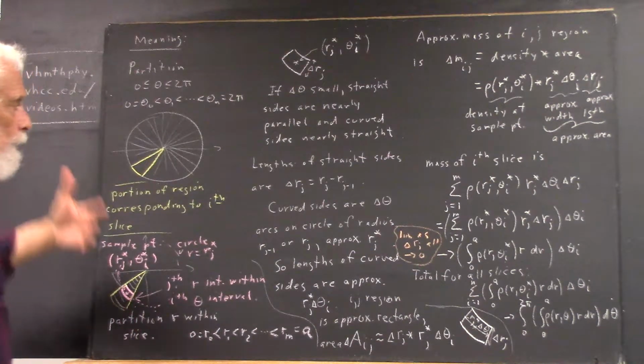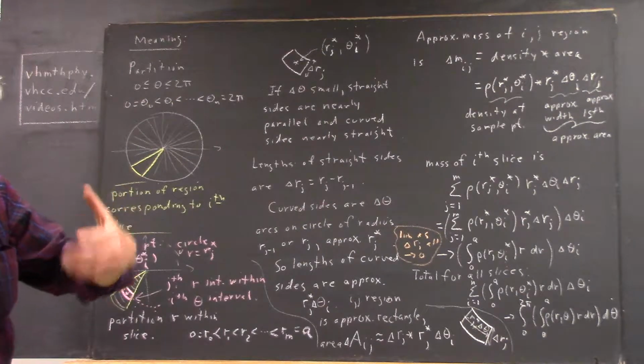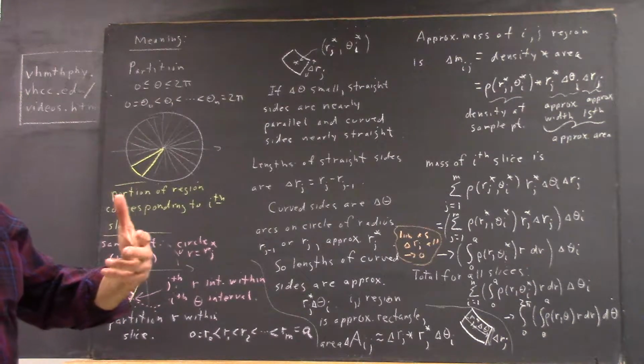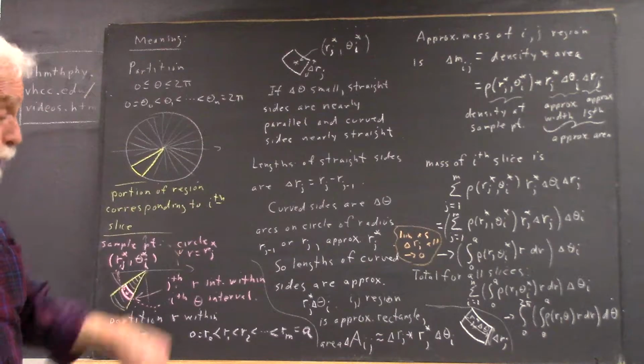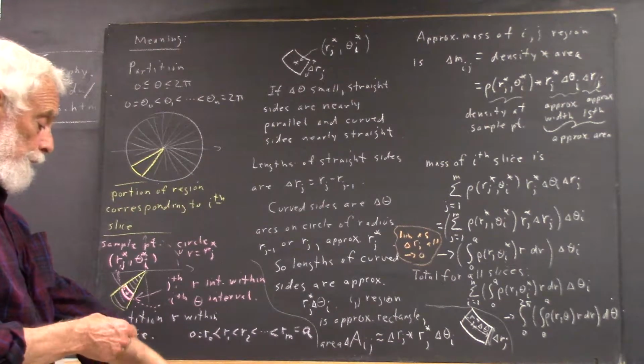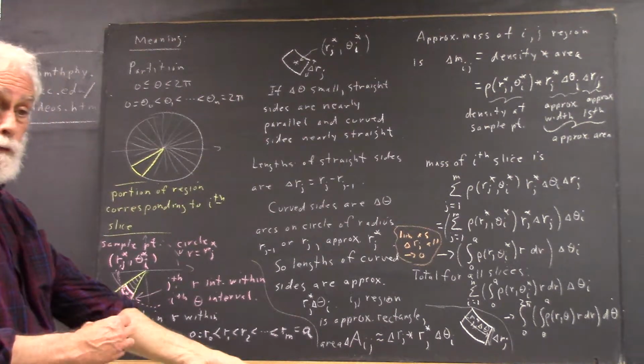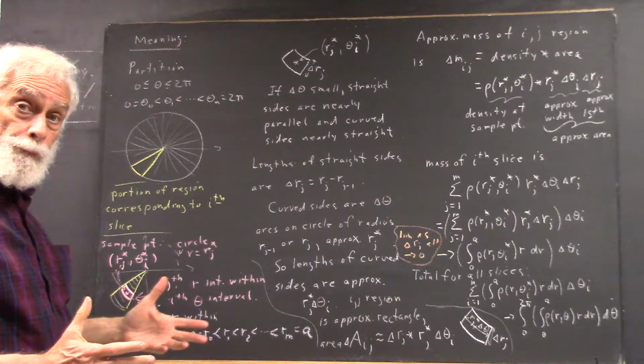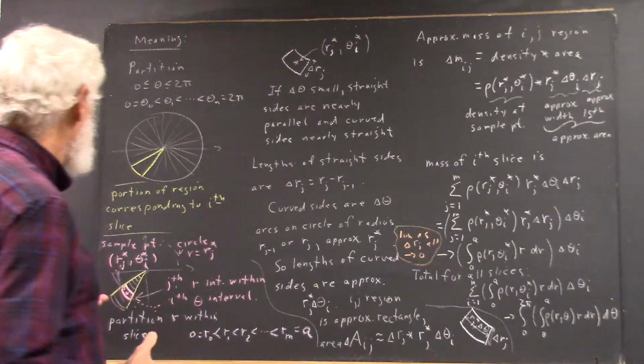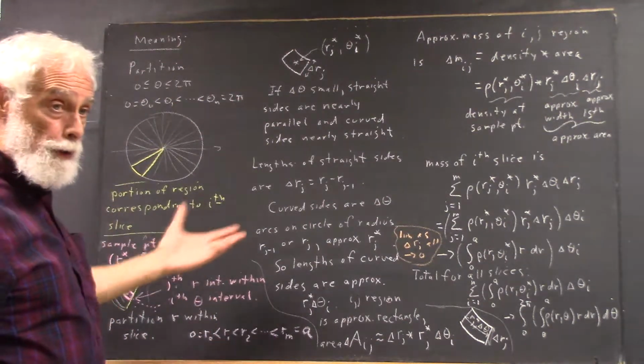Okay, we consider area integrals and other integrals in polar coordinates. Now in polar coordinates, we have, of course, coordinates r and theta. So typically, we'll start by partitioning our theta interval.